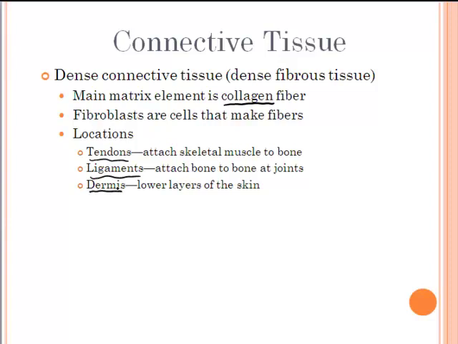So we have our epidermis, which is epithelial. When we're talking about the skin, we have two layers: the epidermis and then the dermis. The epidermis is created by epithelial cells. The dermis is connective tissue. And we'll see that in the next chapter as well.